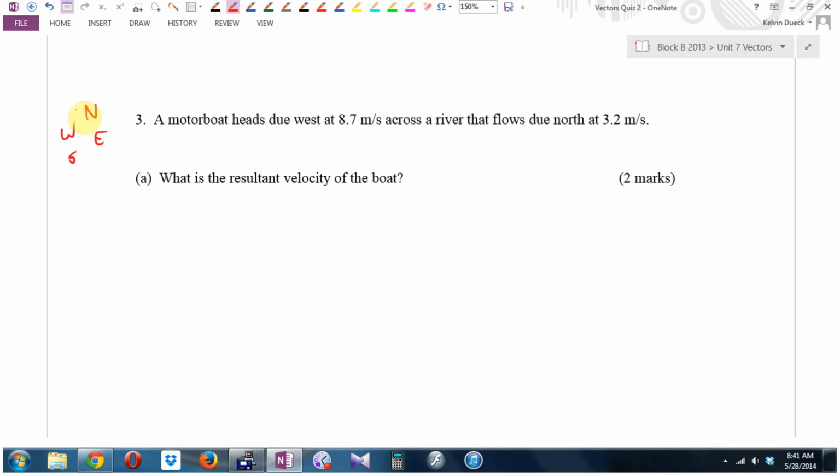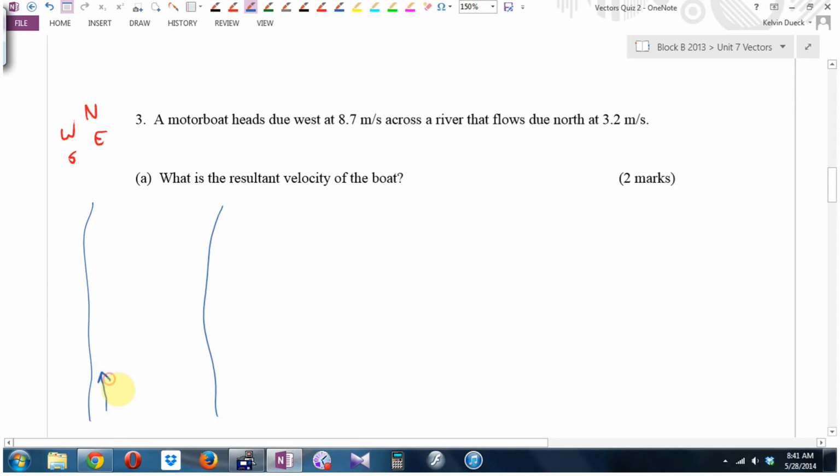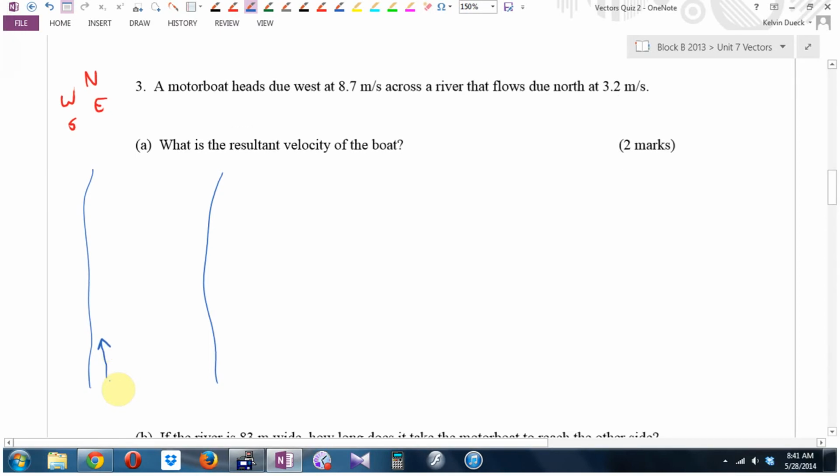Okay. River flows north. Which way does the river flow? North. If I'm going to draw the river, then it's going to look like this, because that way the current can flow north, right? Think about it a little bit, the current flows parallel to the river, not from the shore. So the motorboat heads due west.